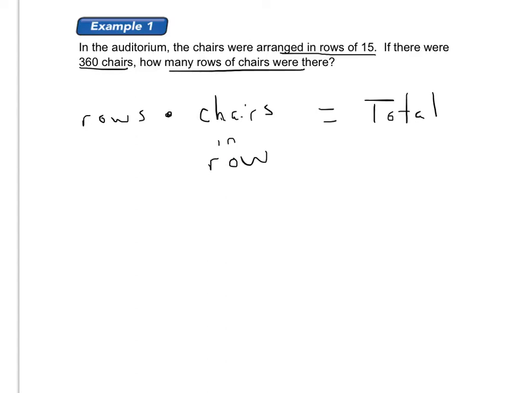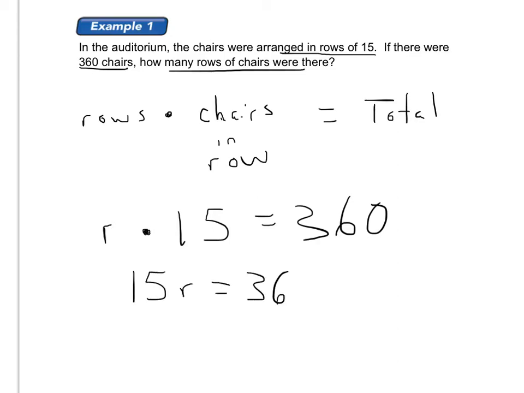Well, I don't know how many rows there are. Okay, so I'm going to put an X, or actually we'll put R for rows. We're going to take that times how many chairs are in each row. They told me that. That's 15. And that's got to equal my total number of chairs. Now in algebra world, okay, again, we've talked about different ways to write R times 15 or 15 times R. So I'm going to write it like this because this is the way that we'll see most often. So this right here is our equation. You need to show that first, okay? And now we're just going to solve that.